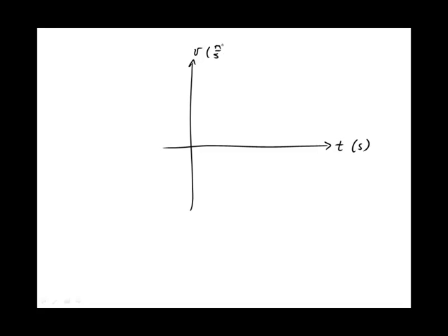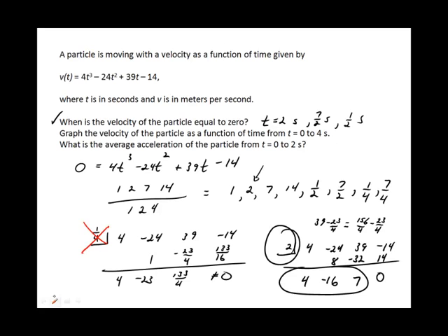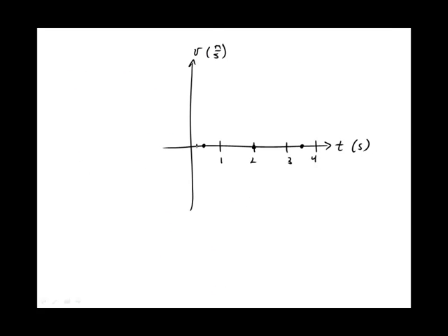Velocity is in meters per second. 1, 2, 3, and 4. I know there's a 0 here at 1/2, 2, and 7/2, which is 3.5. I also recall that at 1/4 of a second, this value right here is -14 plus 133 over 16. This is going to be negative. I know that this is smaller than that in absolute value, so the negative sign dominates. And that tells me that at 1/4, which is over here, this velocity is going to be negative.